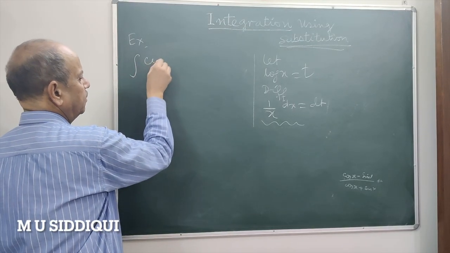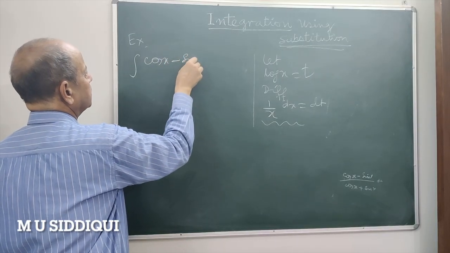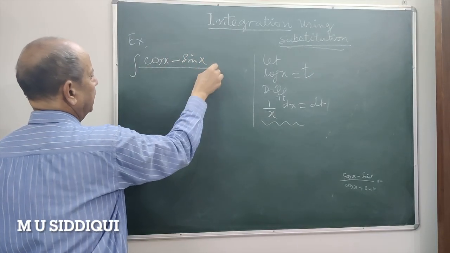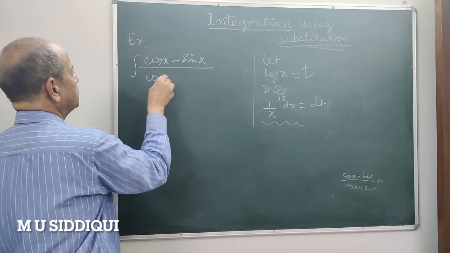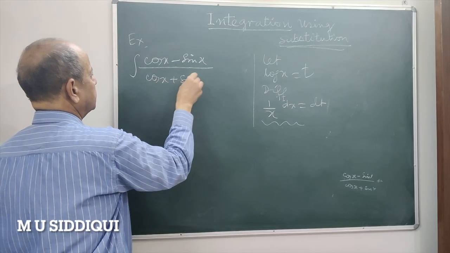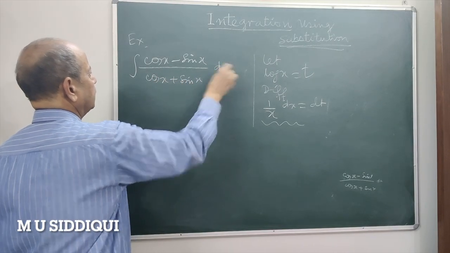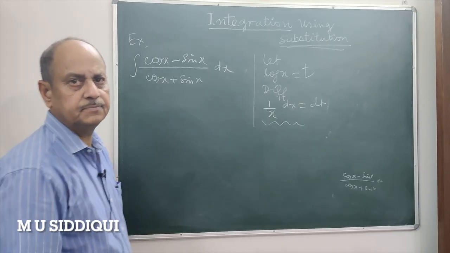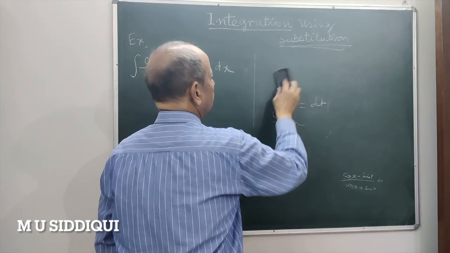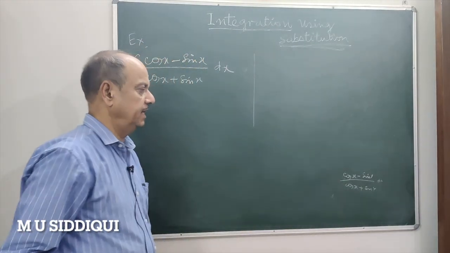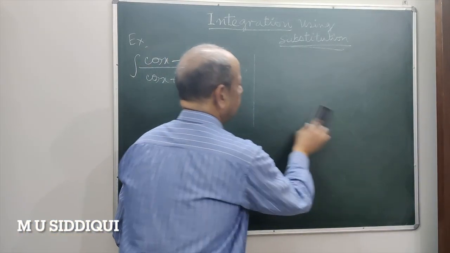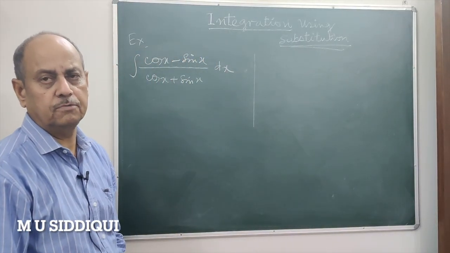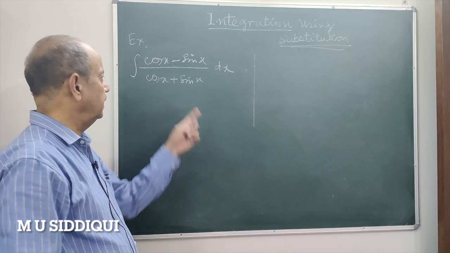Integral of (cos x minus sin x) divided by (cos x plus sin x) dx. This is to be integrated, and once again we are looking for the same technique, where we substitute something, the method of substitution.